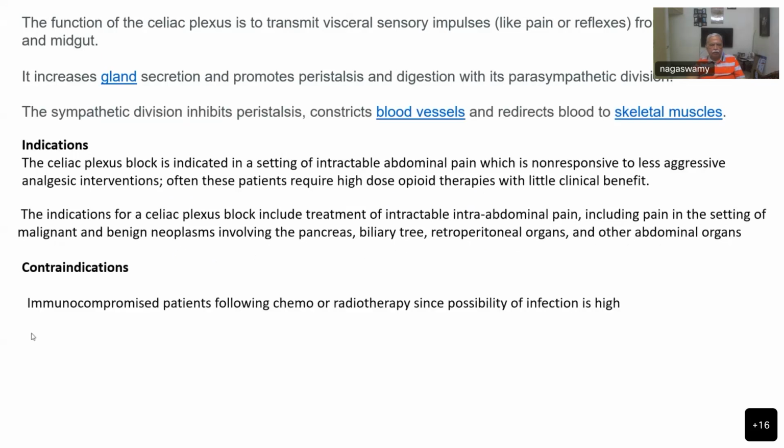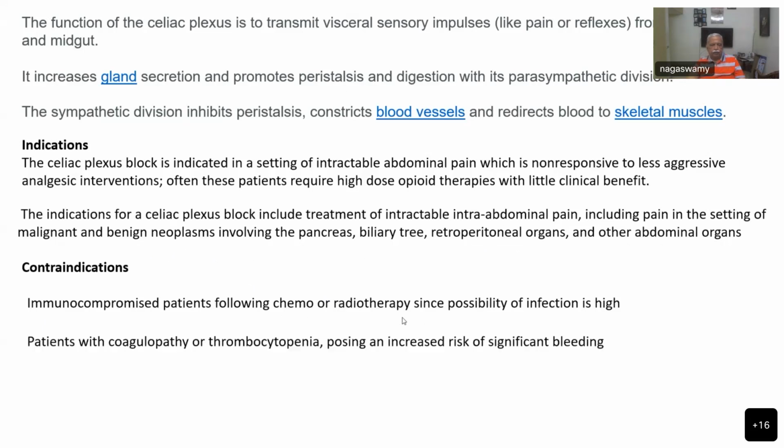Contraindications for this block are immunocompromised patients who have taken chemo or radiotherapy, where the possibility of infection, even if you do a very aseptic procedure, they are likely to develop an infection. So patients with coagulopathy or thrombocytopenia, where there is an increased risk of bleeding. So if you accidentally puncture some vessel, that will end up in a very large hematoma. So that will be a big problem.